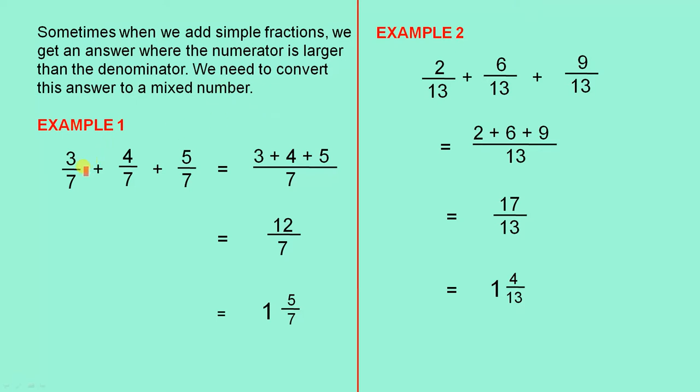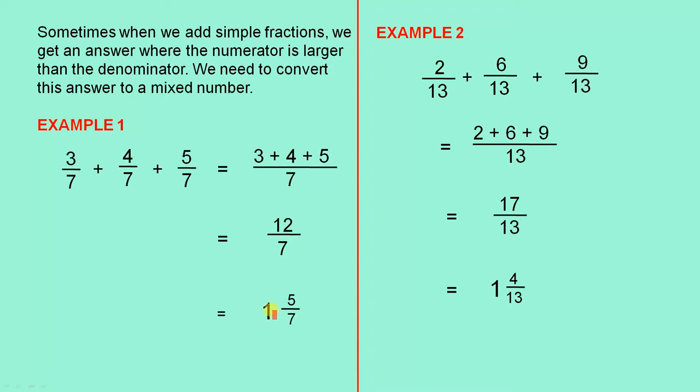So here's our first example, 3 over 7 plus 4 over 7 plus 5 over 7. If you remember from the previous video, because the denominators are the same, we're allowed to add the numerators together. So that gives us 3 plus 4 plus 5 over 7, which gives us 12 over 7. Now to convert this to a mixed number, 7 into 12 goes once, with a remainder of 5, so it's 1 5/7.